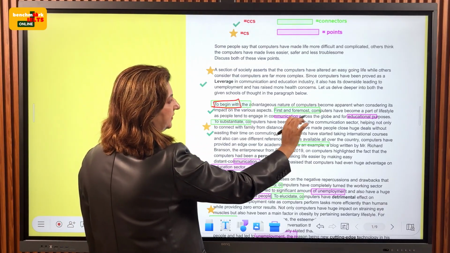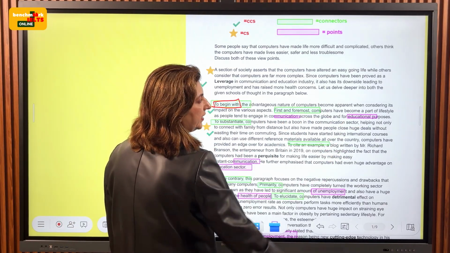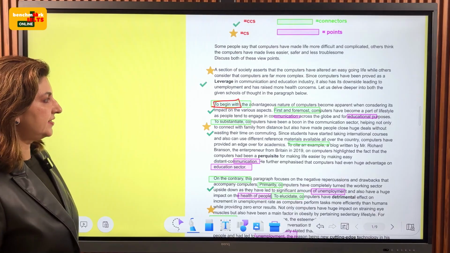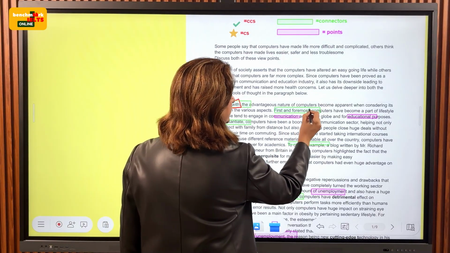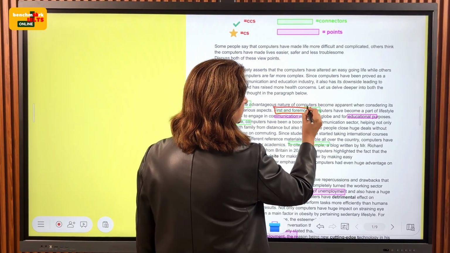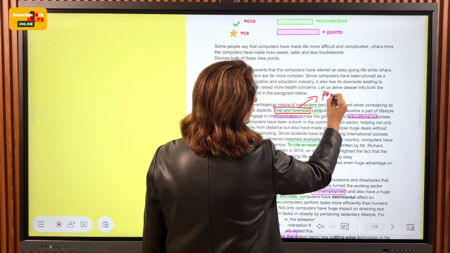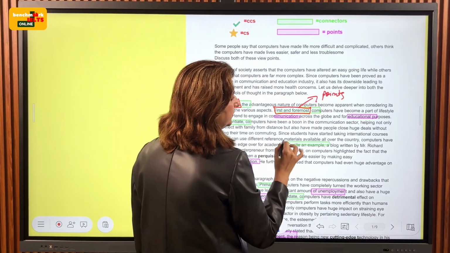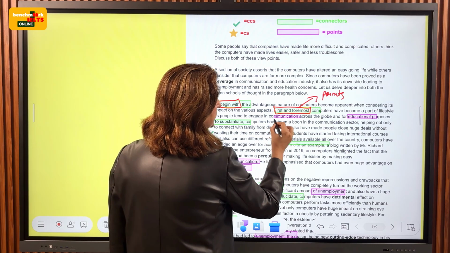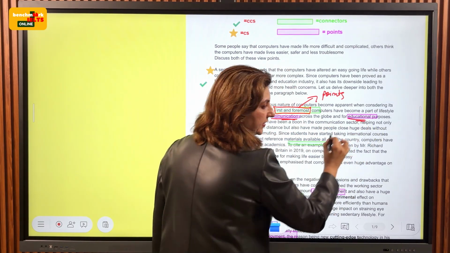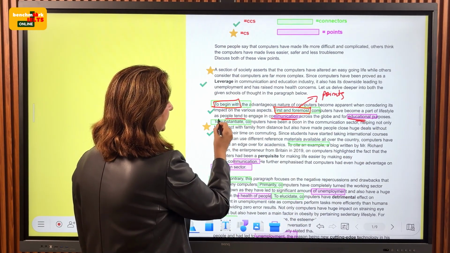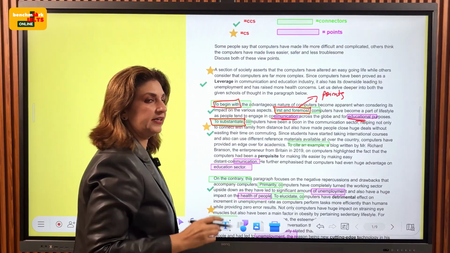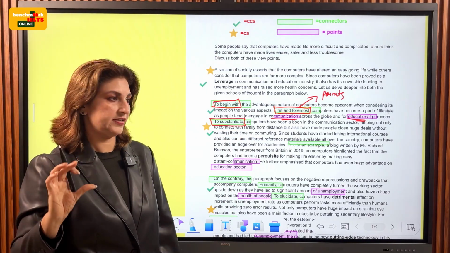This is the opening sentence. The advantageous nature of computers becomes apparent when considering its impact on various aspects. First and foremost is the connector that the student has used for giving the points. What are the points? I'm just going to go in short that computers help in the communication and education sector. Then he has used a connector to substantiate, which is a connector among the list of the connectors for explanation.